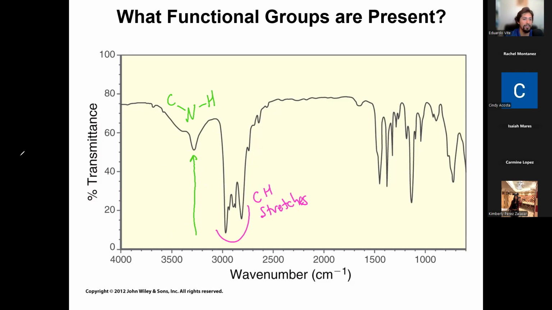And some people might say, well, I have this peak here that's kind of strong. Maybe I would say medium at around 1100, right? Some would say, well, that's a carbon oxygen peak. Yes, but we don't know for sure.